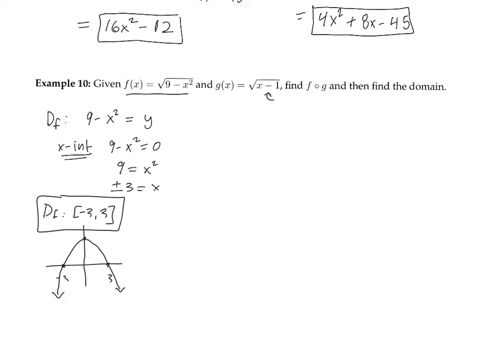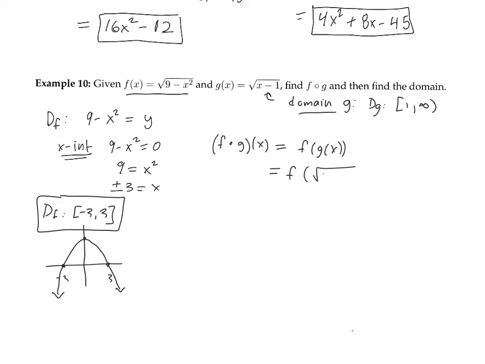Okay, I think we're not going to explicitly need it, but the domain of g, we will need it. Does it make sense that that one is going to be 1 to infinity? Anything lower than 1, you'll get a negative inside that square root sign. Higher than 1's okay. Okay, so let's find f of g of x. So that's f of g of x, or f of square root x minus 1.